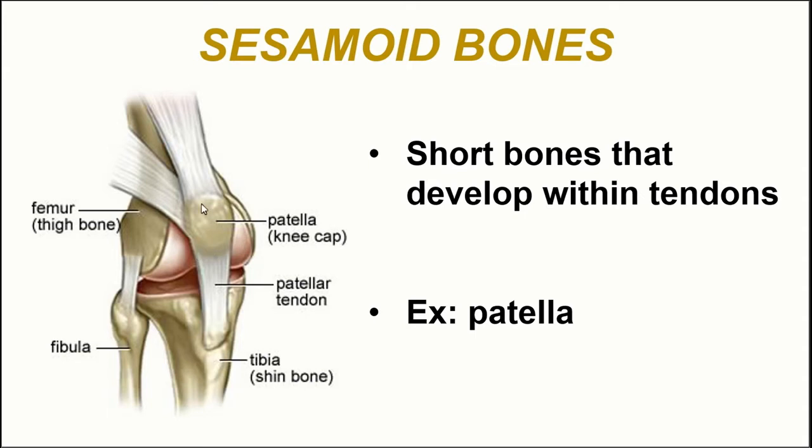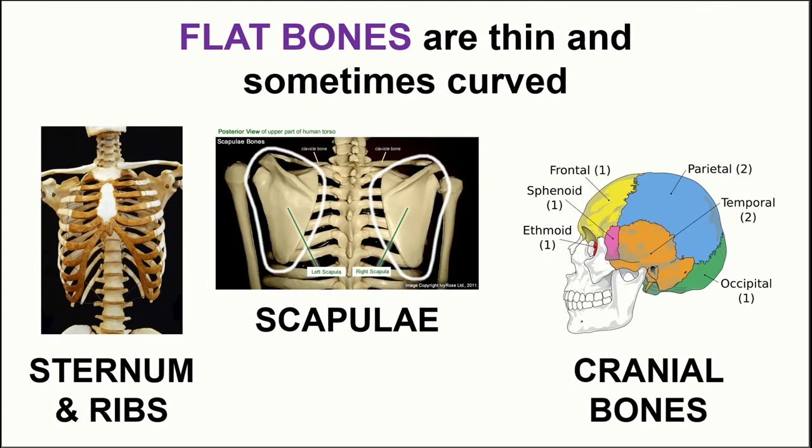But the patella primarily is a protective bone that helps to prevent wear and tear damage to that tendon that crosses the knee joint there. So those are sesamoid bones. They're cube-shaped bones that develop within a few, but not a whole lot, of the tendons in our body. So those are a rare type of bone in the body, if you will.